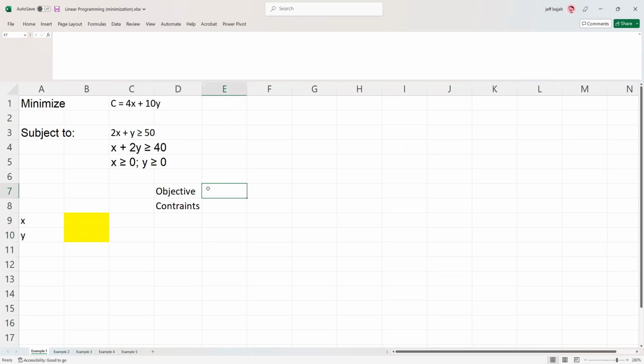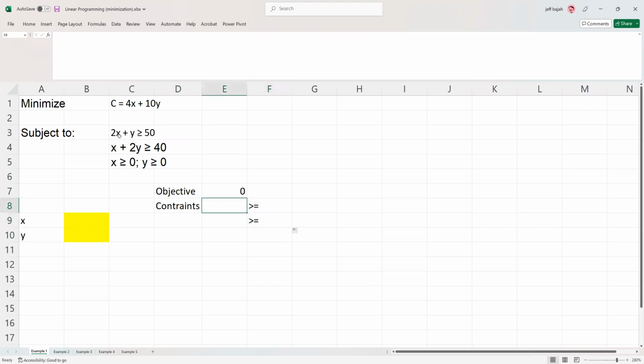And so we're going to come here and say, okay, that's going to be 4. Remember, it's 4x, so 4 times what x is, plus 10 times y, right? So now we have the objective. So we now have two constraints. The first one is 2x plus y. It's greater or equal to 50, right? And so I'm just going to make it easy for us so we just remember.